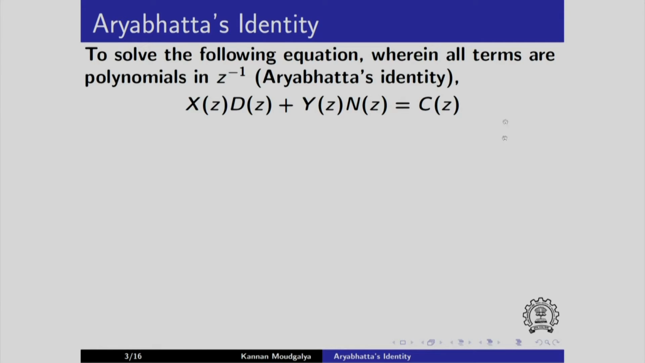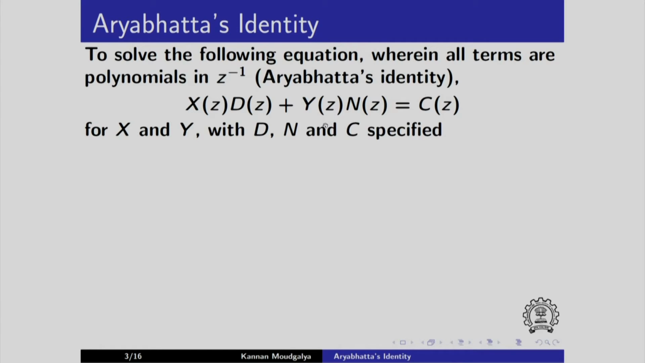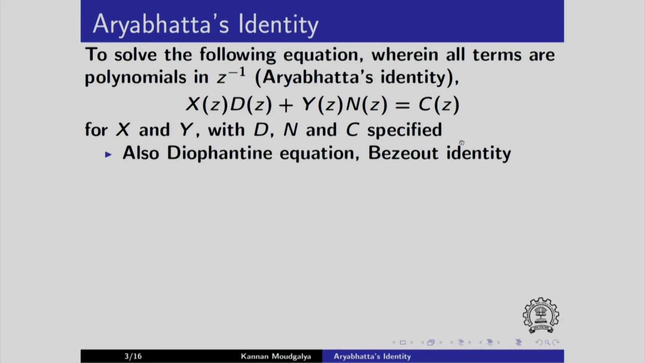This is the equation which is known as the Aryabhata's identity. All the terms are polynomials in Z inverse. We will solve this equation for x and y with d, n and c known. This equation is also called the Diophantine equation or Bézout identity.